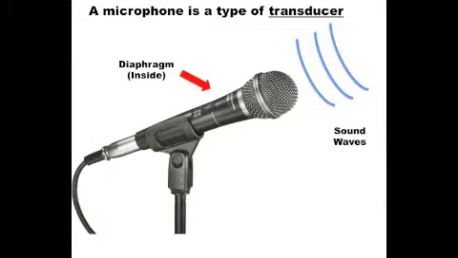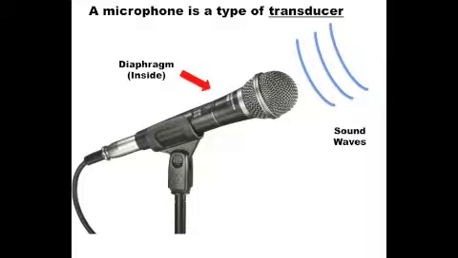Microphones are a type of transducer. They convert acoustical energy from the sound waves into electrical energy, which is an audio signal. This is because inside there's a diaphragm, which is a thin piece of material that vibrates when it is struck by the sound waves, and it also causes other components to vibrate. Then these vibrations are converted into an electrical current that becomes the audio signal.